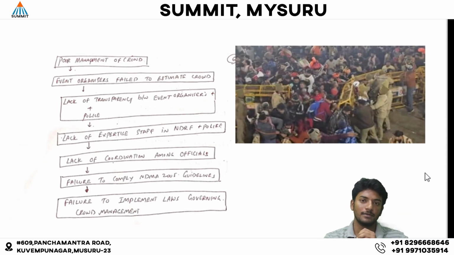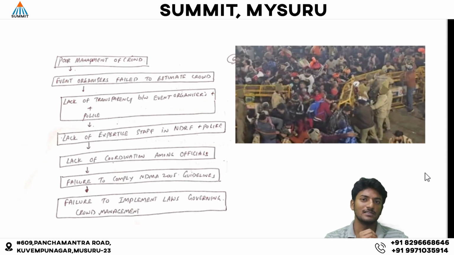Next, the Hathras incident was at a religious event, and the event organizers said that initially around 20,000 to 30,000 devotees would attend. But on that day, around 1 lakh religious devotees attended that event. So finally the event organizer said that we have not estimated that crowd. So the problem arises when the event organizers fail to estimate the crowd. There is a lack of transparency regarding the information of the volume of the crowd between the event organizers and the police department.